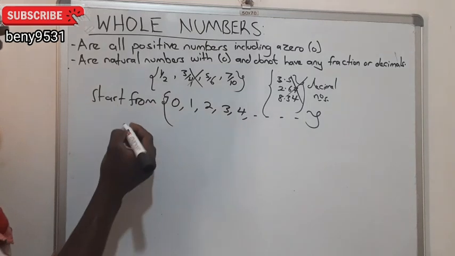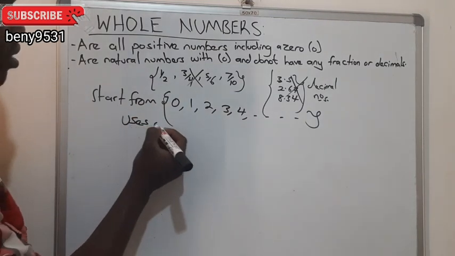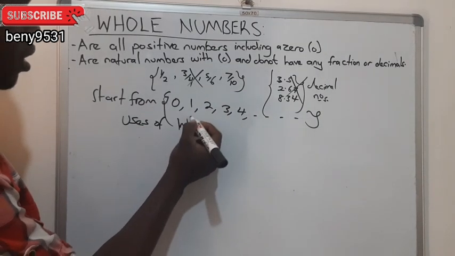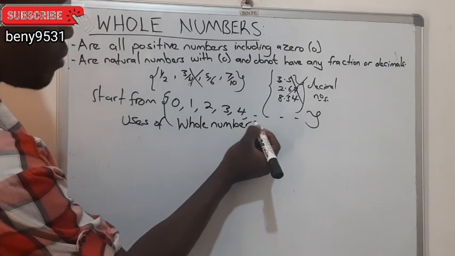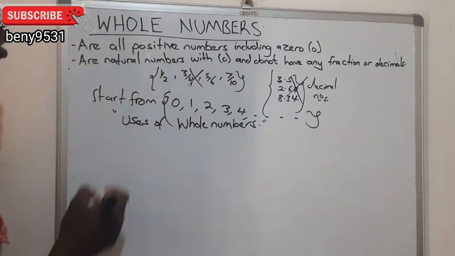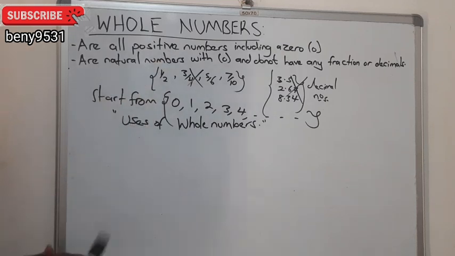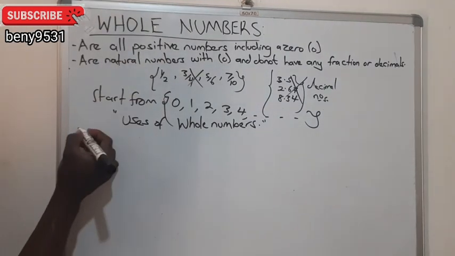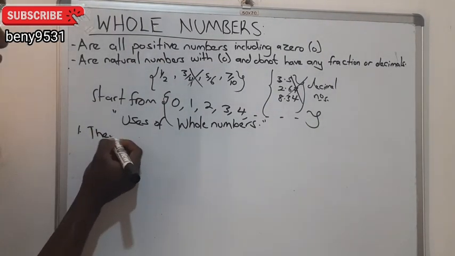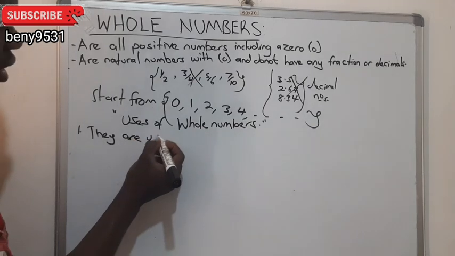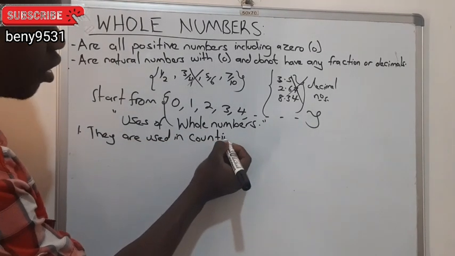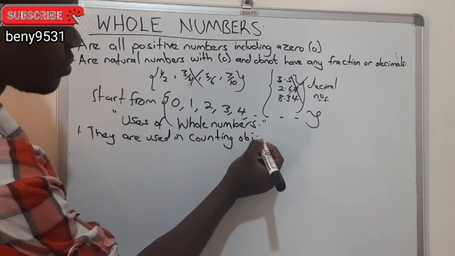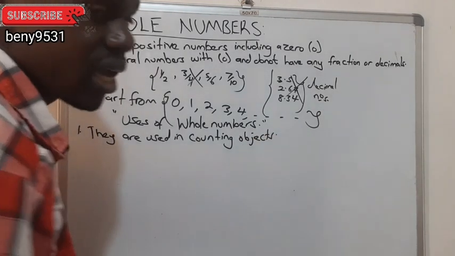So let's see the uses of whole numbers. How do we use these whole numbers? Remember in the previous video we saw how we use natural numbers. Okay, so whole numbers, number one, they are used in counting objects.